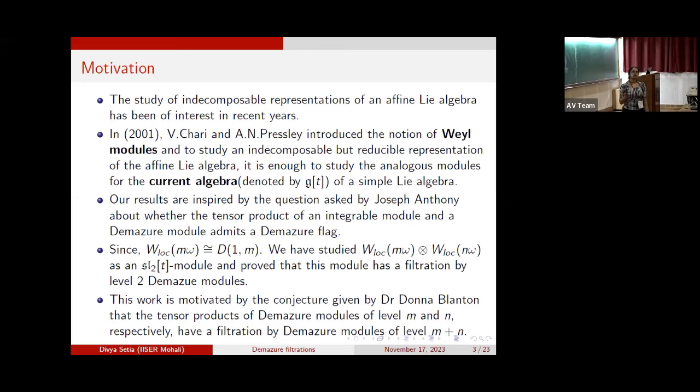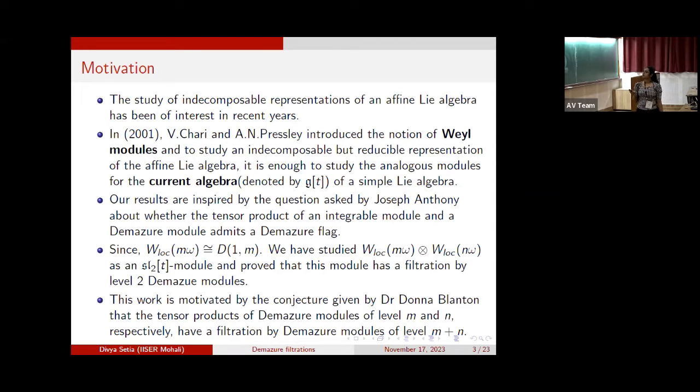And then our results are inspired by the question asked by Joseph Anthony, that if we have an integrable module and tensor it with a Demazure module, whether this admits a Demazure flag or not. So many researchers worked on this problem. Mathieu, Polo, and Kallan proved that if we take the tensor product of two arbitrary Demazure modules, then it is not necessary that it has a Demazure flag. So then we looked at these modules, the G-stable Demazure modules, basically in the setting of the current algebra.